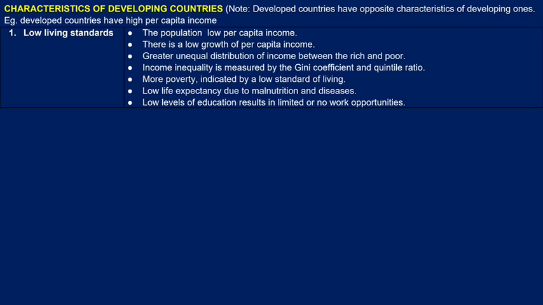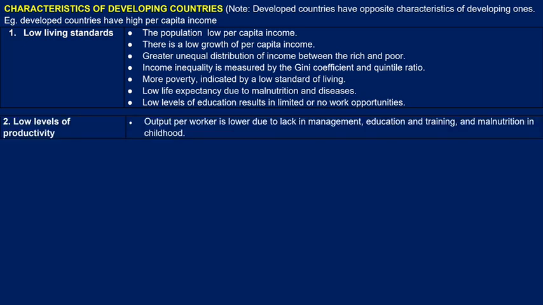There is a low growth of per capita income, greater unequal distribution of income between the rich and the poor. So in other words, the gap is quite wide between rich and poor. Income inequality is measured by the Gini coefficient and quintile ratio. More poverty indicated by a low standard of living. Low life expectancy due to malnutrition and diseases. Low levels of education result in limited or no work opportunities. So that's the first characteristic.